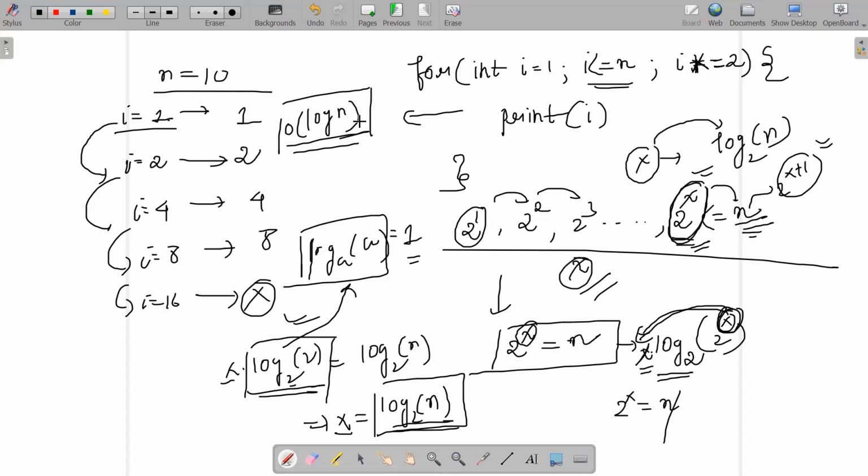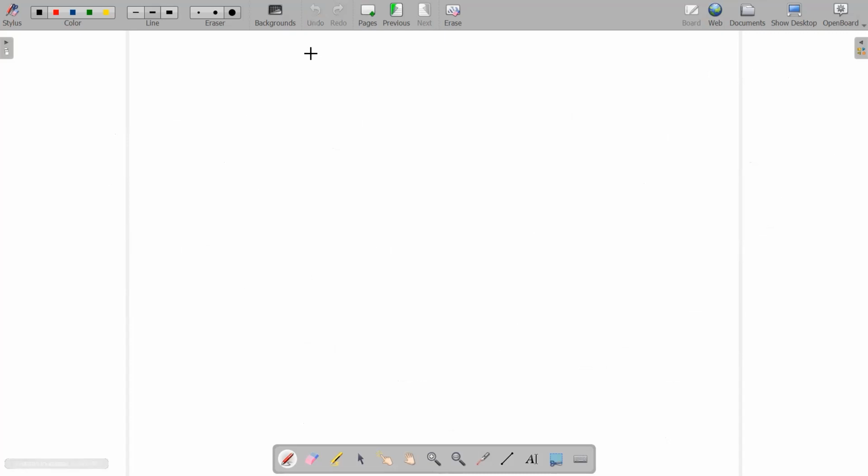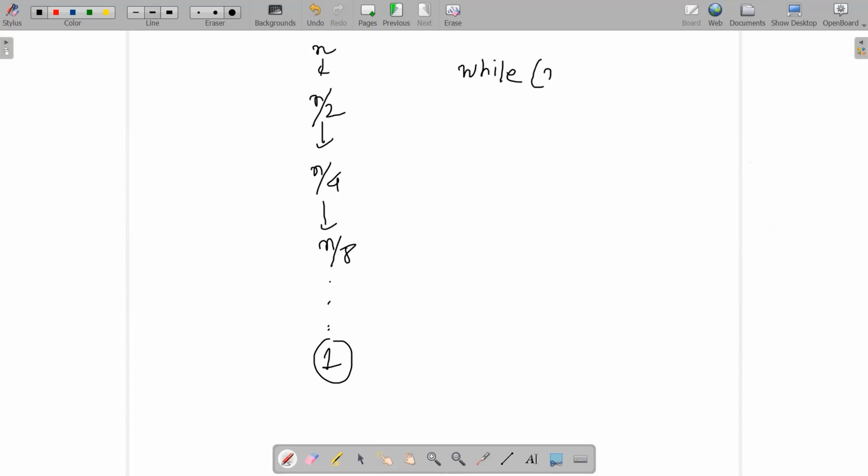Similarly, you can have another example like this. First you started off with n, then n got divided by 2, then n got divided by 2 again, then n got divided by 2 again. And at the end, it reduced to 1. Then what is the complexity of this? Can anyone tell me? You are running a loop here, while n is greater than or equal to 1, let's say. And again and again you do n divided by equal to a factor of 2. Then what's the complexity of this?